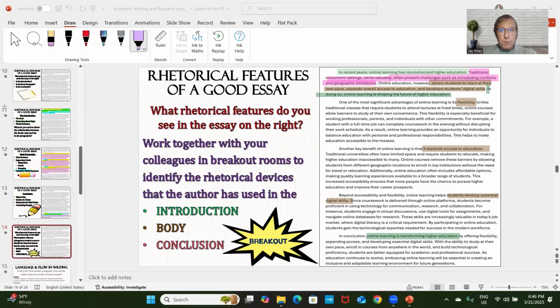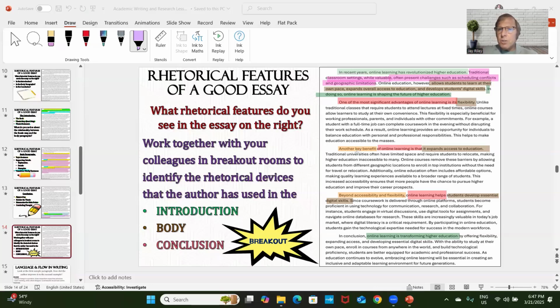As I go through each of my body paragraphs, I've got my topic sentences here. And I'm actually going to move this here. And the reason I'm going to do that is because this author has chosen to use transition phrases, another key benefit, and beyond accessibility and flexibility. So the author is transitioning between those big points.